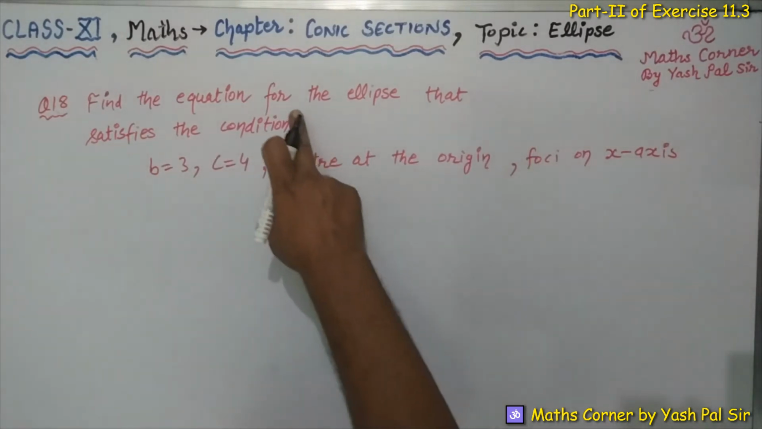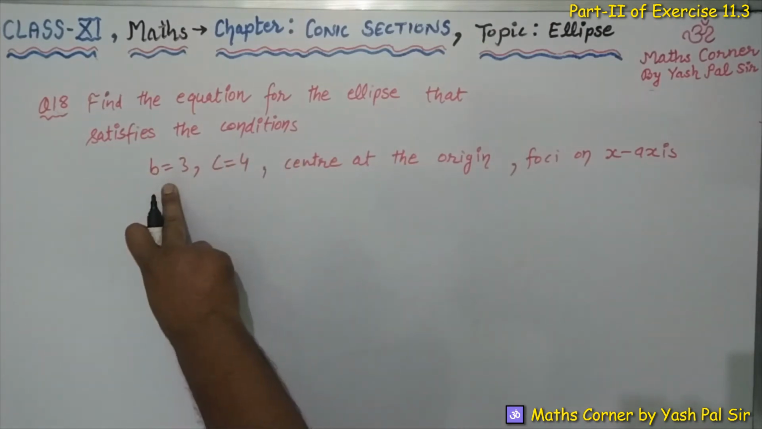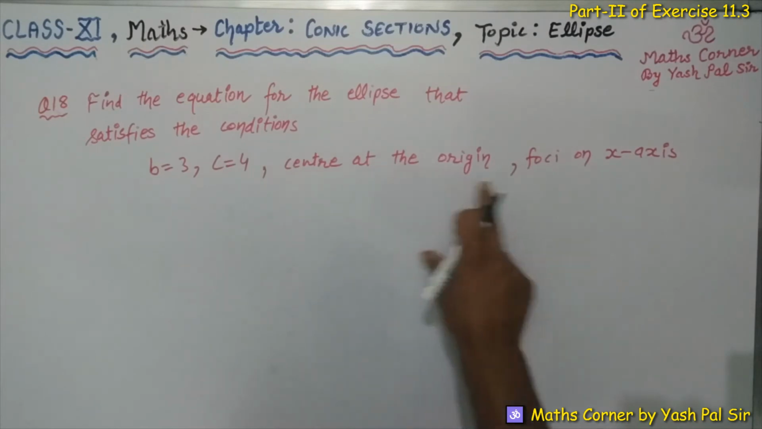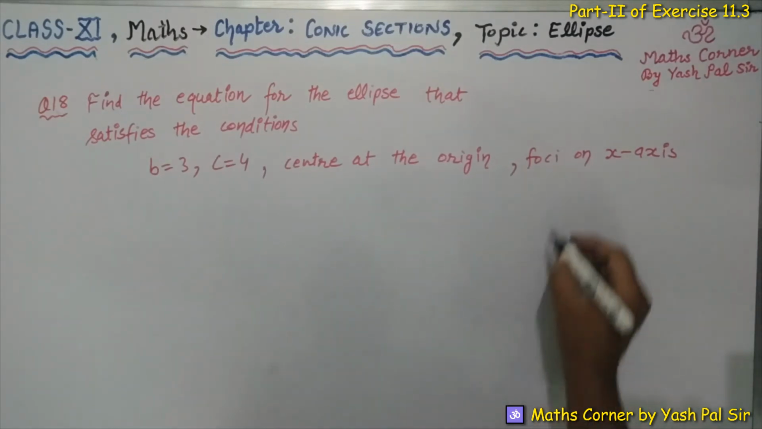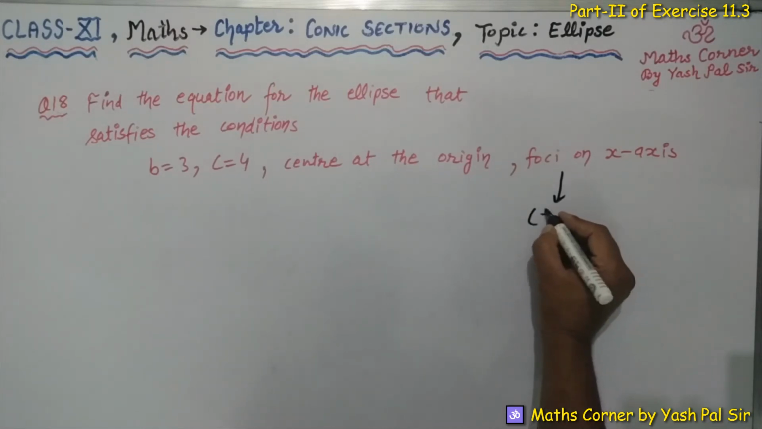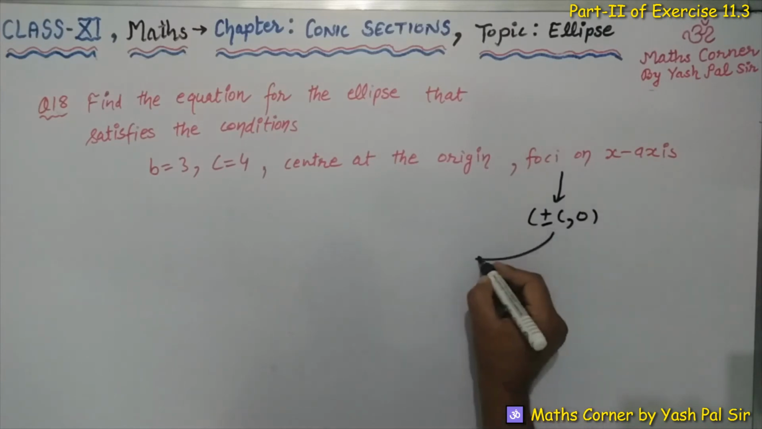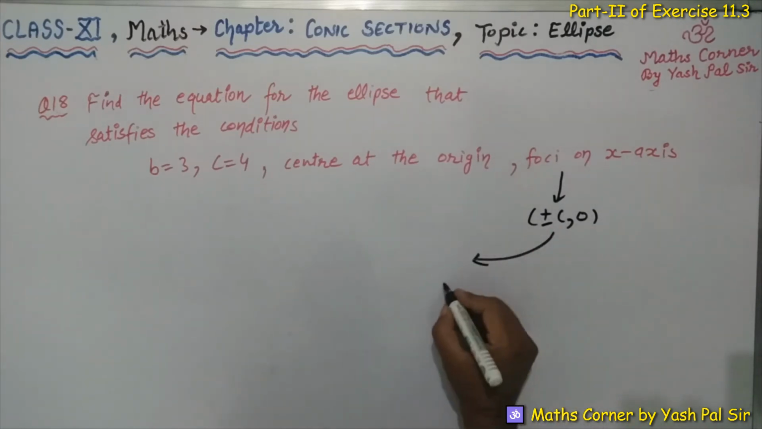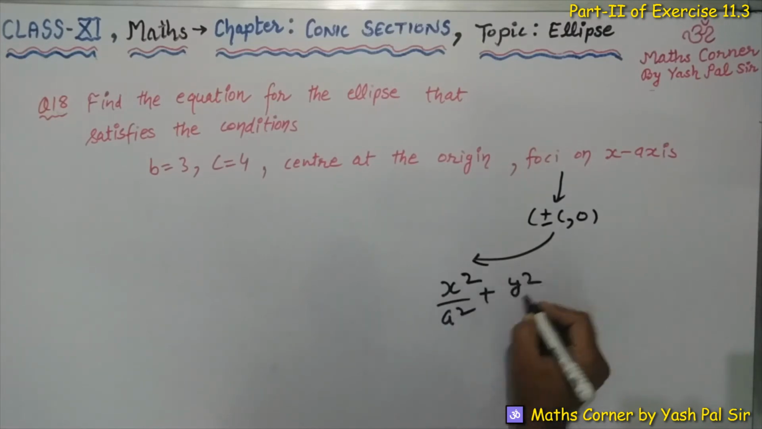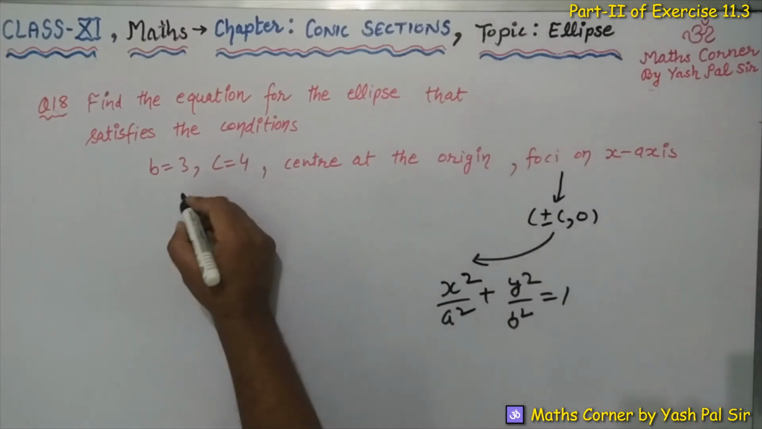Question number 18. Find the equation of the ellipse that satisfies the conditions: b is equal to 3, c is equal to 4, center at the origin and foci on the x-axis. Foci on the x-axis means we have the foci as plus minus c, 0. So similarly we can say the equation will be of the form x square upon a square plus y square upon b square is equal to 1.